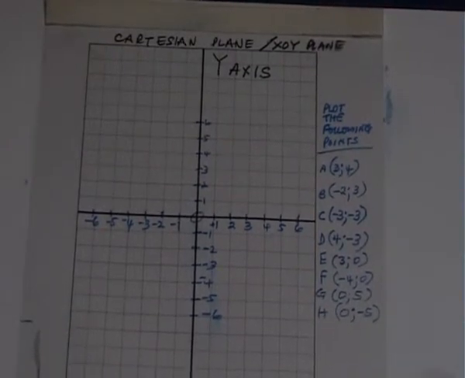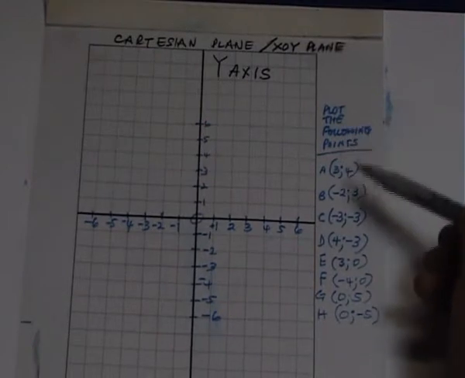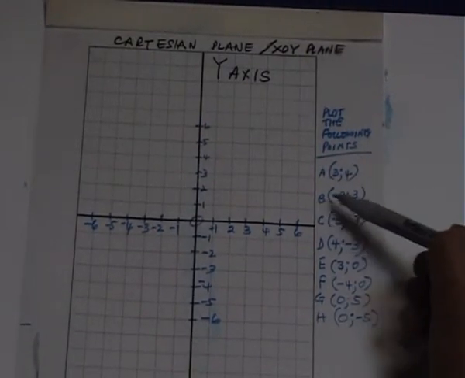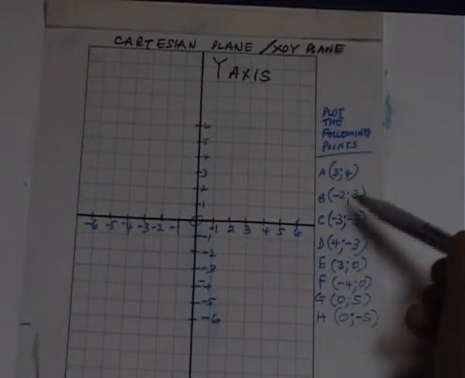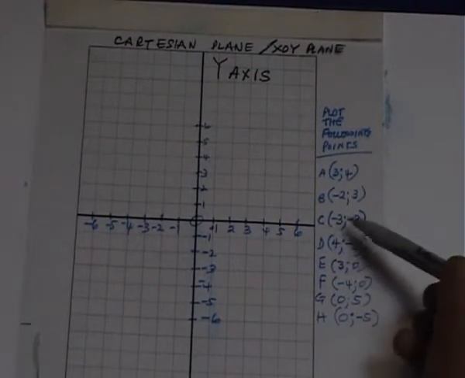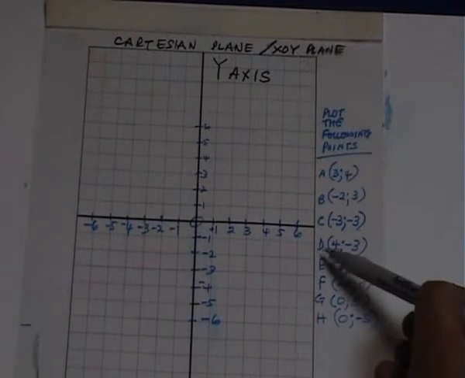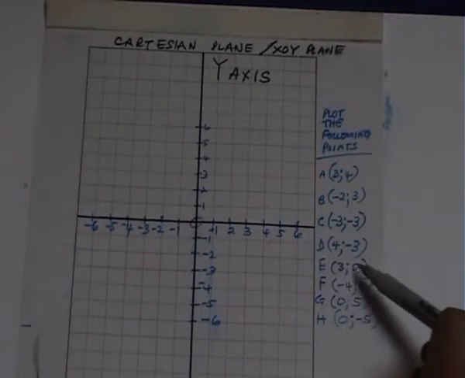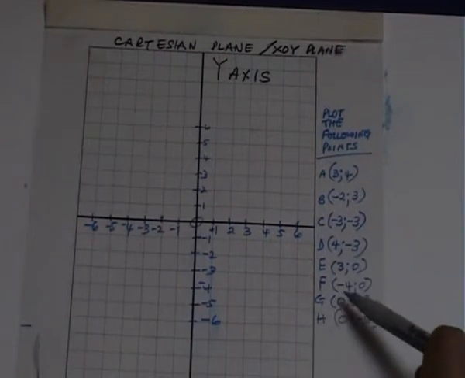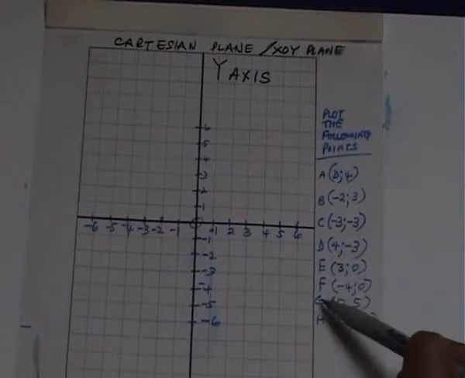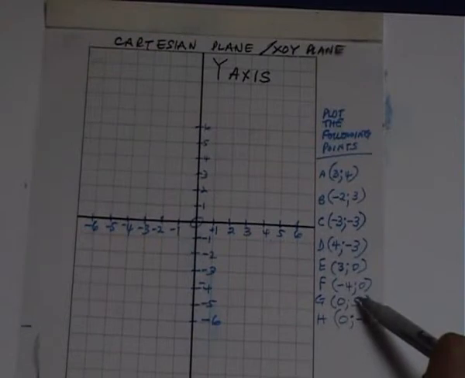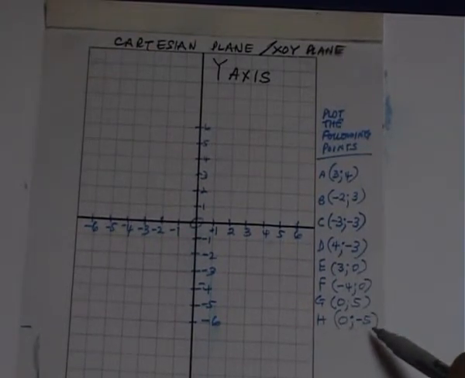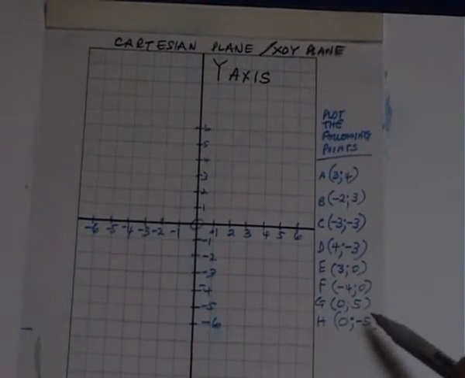Good. Right, now let's say we want to plot these points. A, 3, 4. B, minus 2, 3. C, minus 3, minus 3. D, 4, minus 3. E, 3, 0. F, minus 4, 0. G, 0, 5. H, 0, minus 5.